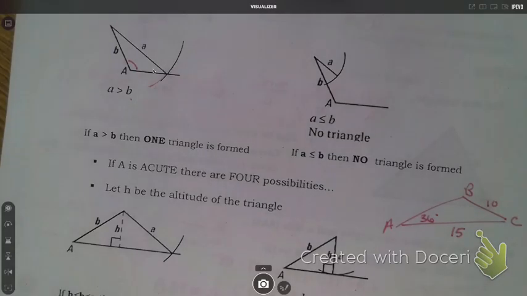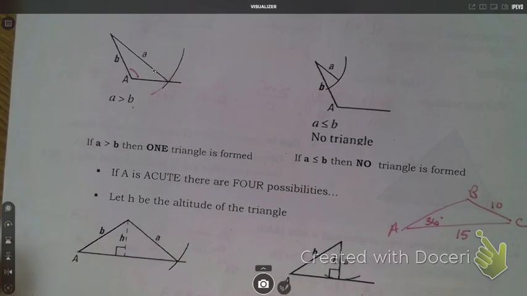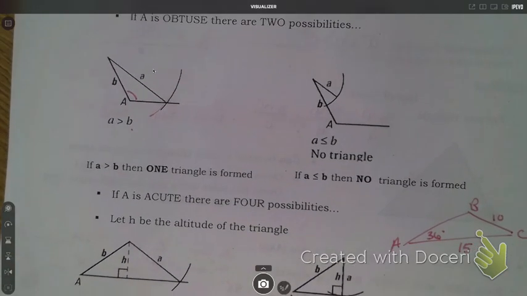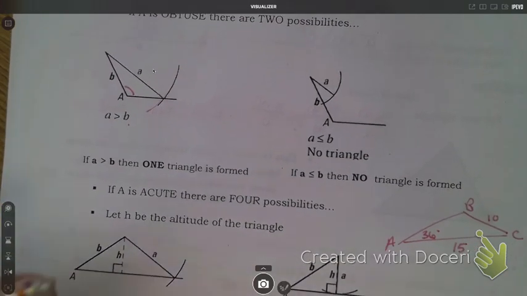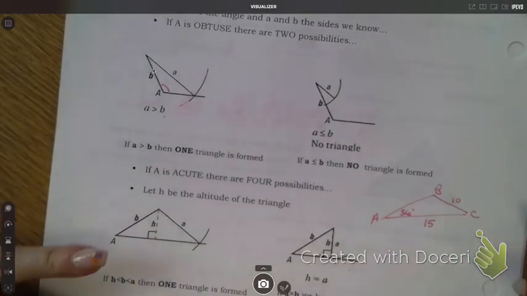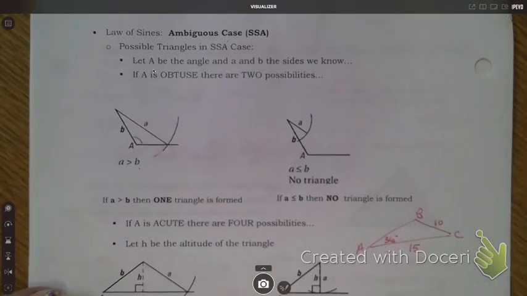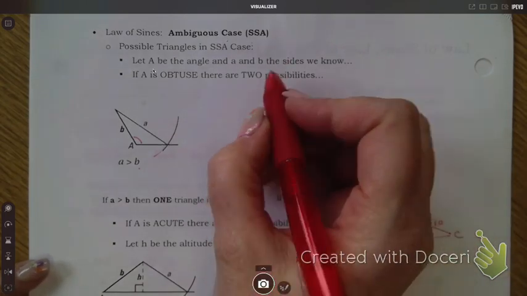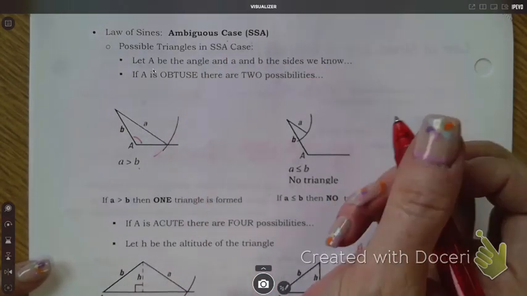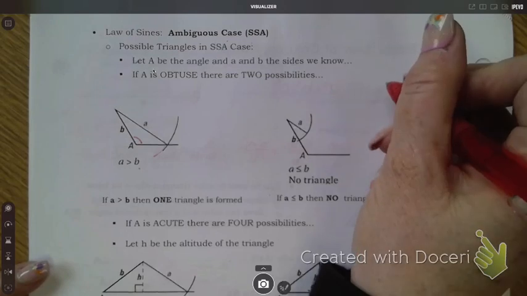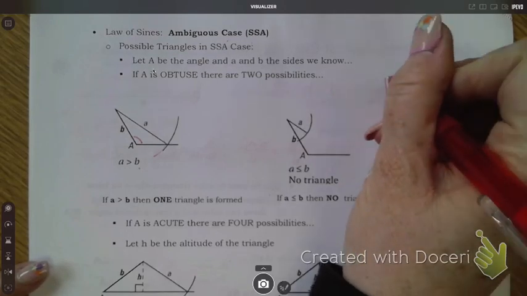Okay, so 6-1, we're working on day 2 of it. We talked about yesterday. We're going to talk about this real quick again, that ambiguous case. What happens is when we have a side, and what that means, I hate when they do that. I would rather just a picture.